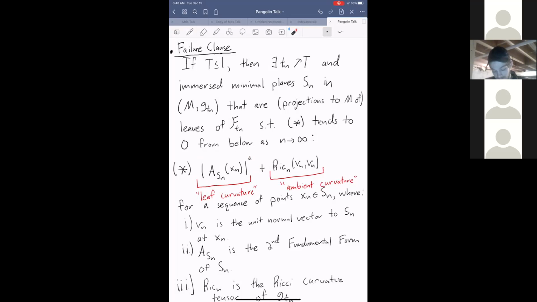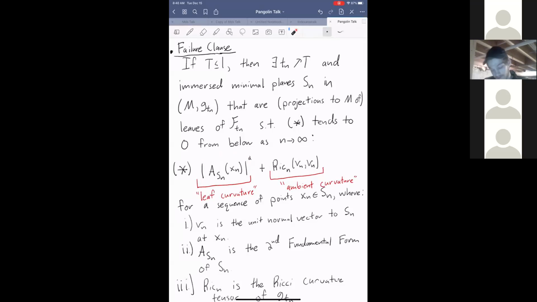And the second fundamental form of S sub n at x sub n, we're just taking the norm of it squared. So another way to say what this term is, it's the sum of the squares of the principal curvatures of S sub n at x sub n.